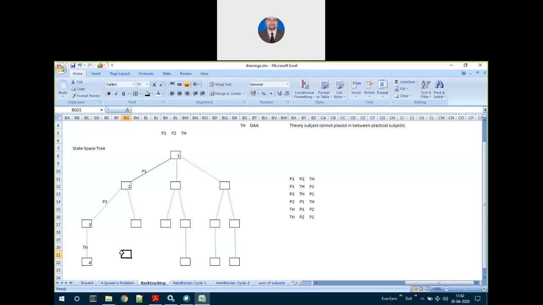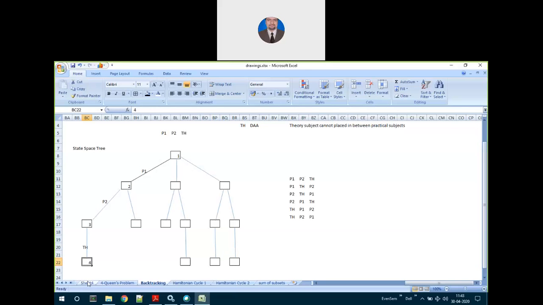So I can have a TH over here as the subject. So here, first I considered P1, second I considered P2, and the third time I considered the TH. So all the three subjects I have covered over here. Are there any further subjects to be handled over here? At this particular stage, there are no more subjects to be handled. That means further down from 4, I cannot have any more nodes over here.